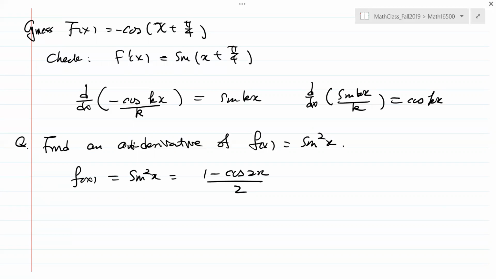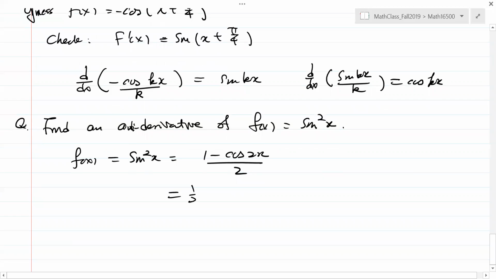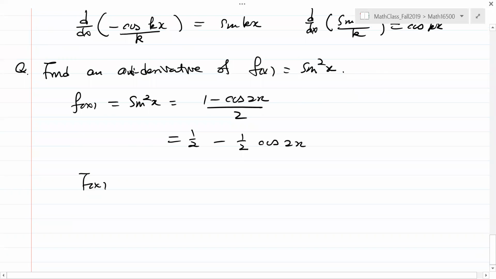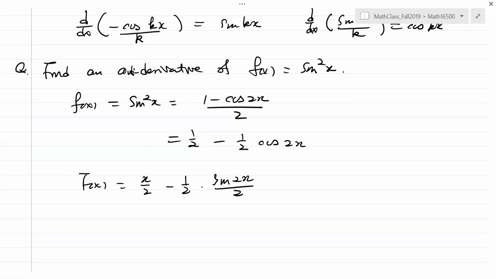So it's a linear combination: 1/2 minus 1/2 cosine 2x. Then the antiderivative of this function is going to be the antiderivative of 1/2, which is x over 2, and then the antiderivative of cosine 2x, which is going to be sine 2x, but you have to divide by 2. So that's it.